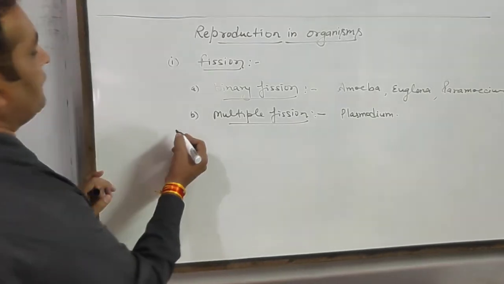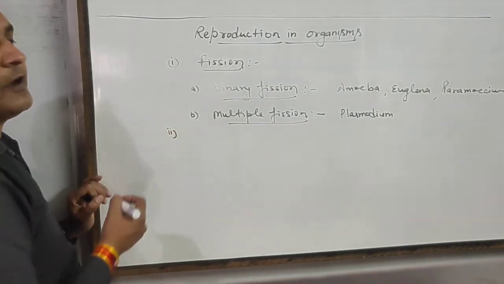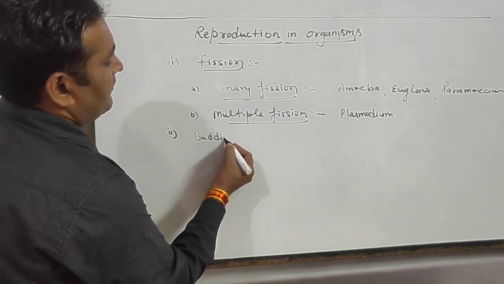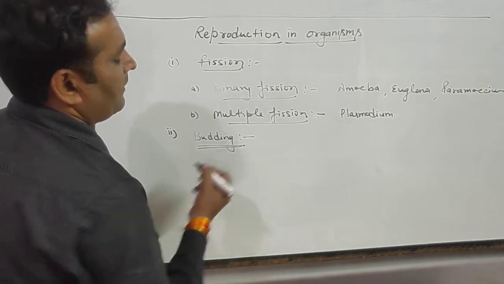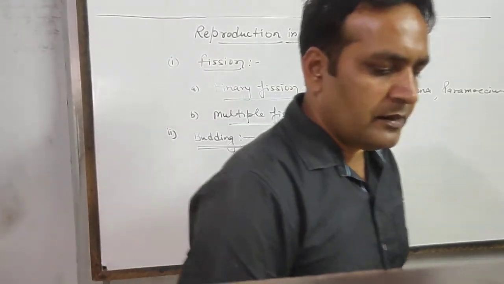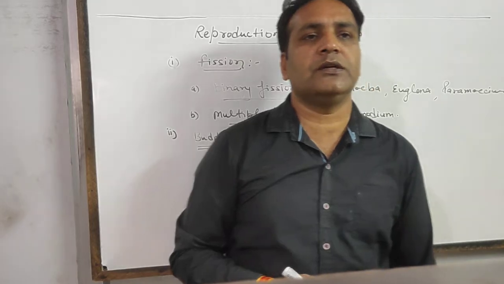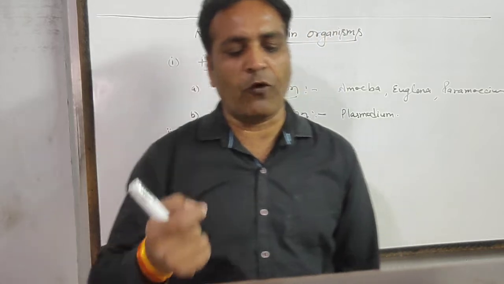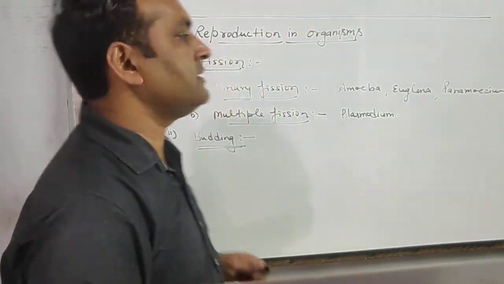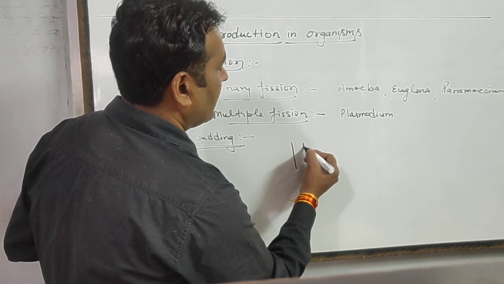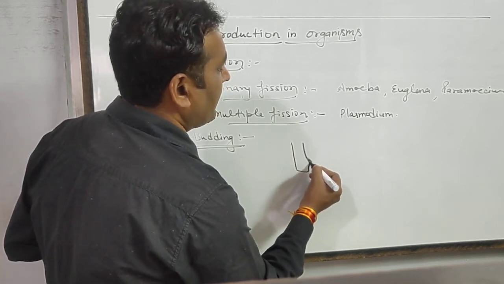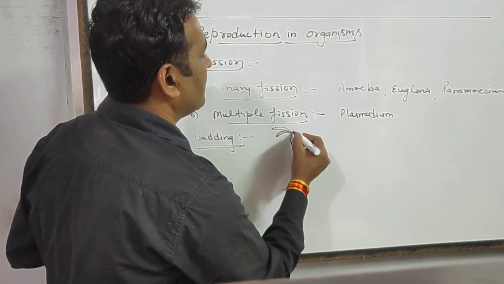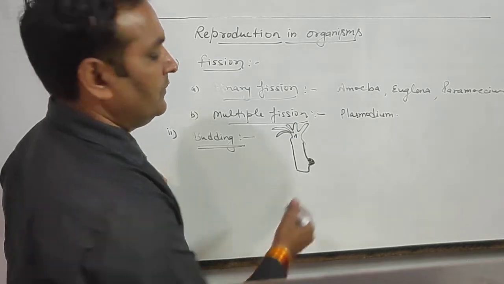Then another mode of asexual reproduction in different organisms is called budding. Budding is a particular mode of reproduction in which an outgrowth develops over the surface of an organism in the form of a bud, and the bud is the particular site from where cell division becomes rapid to produce an outgrowth over the surface of the organism, as in hydra. This one is called a bud.